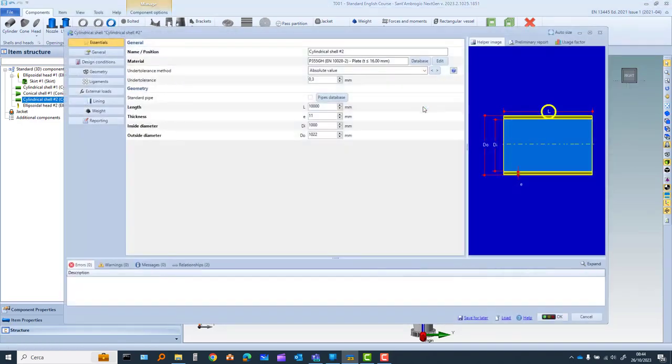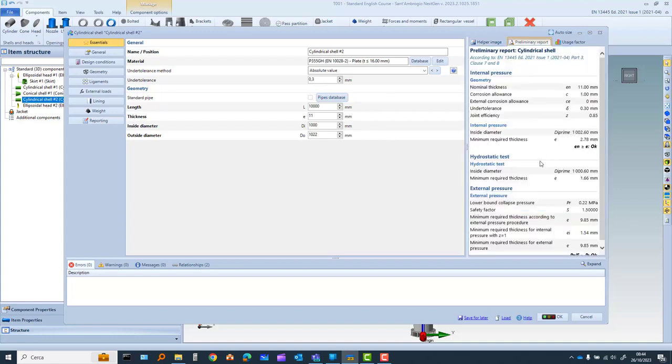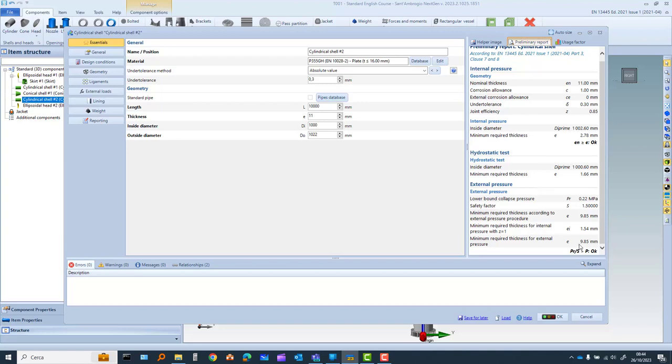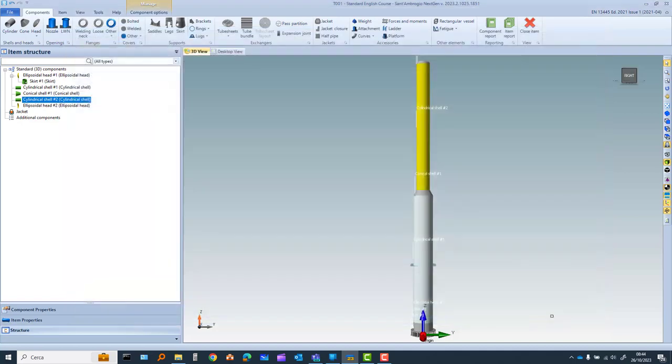This cylindrical shell, of course, has the same diameter, has a thickness of 11 millimeters. Here you have also the 0.3 millimeters of fabrication tolerance. The preliminary report says that for the internal pressure, the minimum thickness is 2.78 millimeters. For the external pressure, it is 9.85, so the thickness used is sufficient. No warning, we close it.